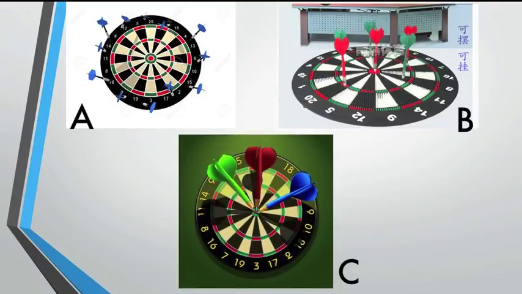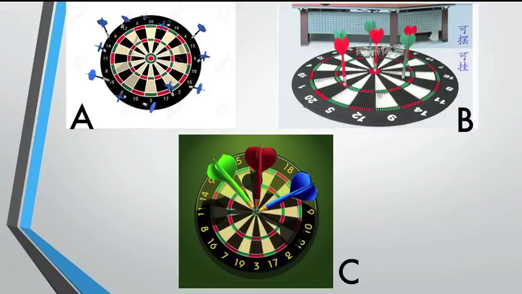At first glance, picture A has the darts scattered all over the board. In picture B, the darts are still scattered but seem to be closer together towards the center of the board. In picture C, all of the darts are either directly on the bullseye or right near it.